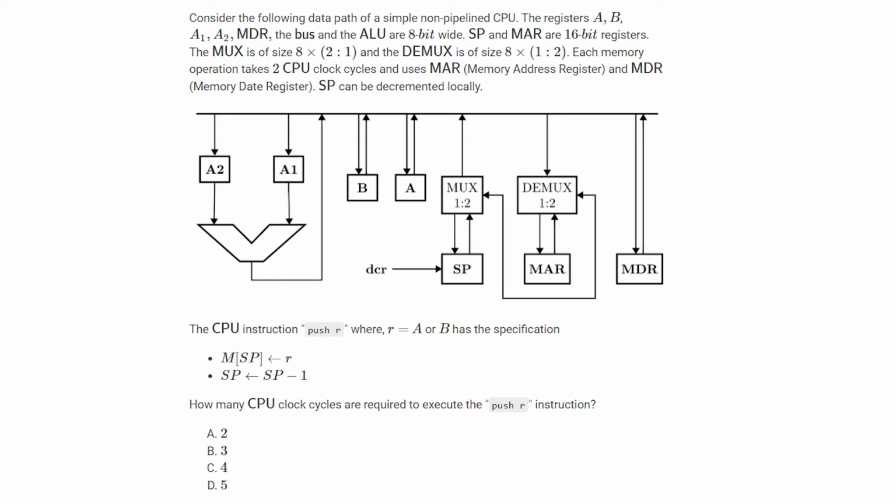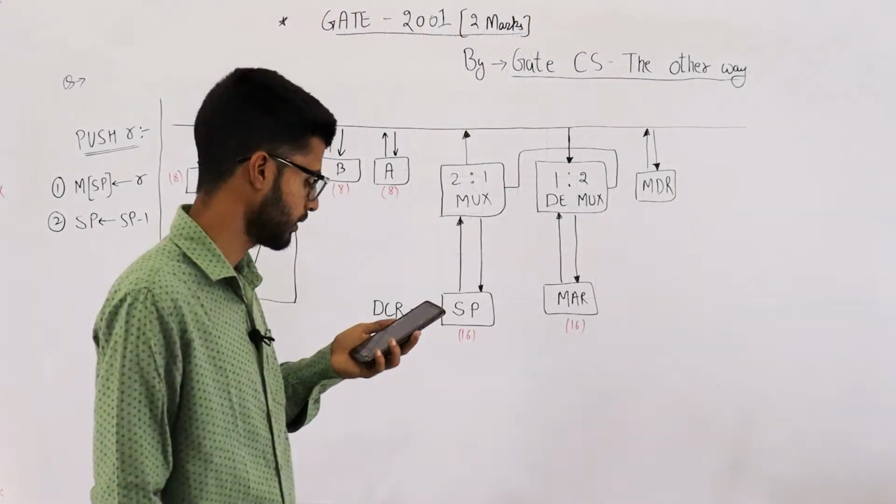The question reads, the CPU instruction push R, where R is equal to A or B, has the specification save R into memory of SP and decrement SP. How many clock cycles are required to execute the push R instruction?